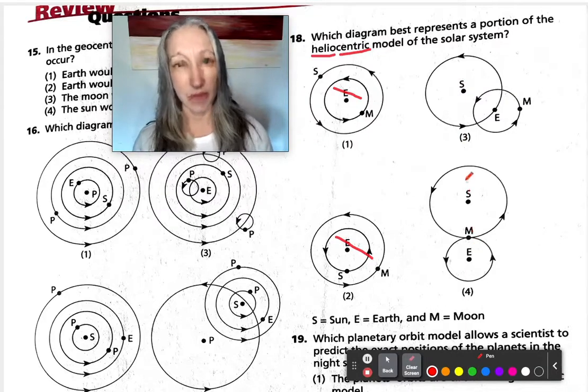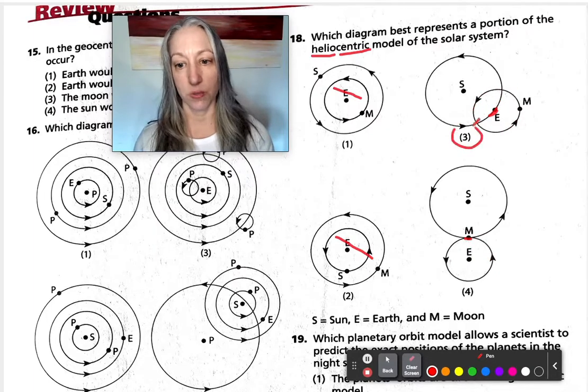And this time we're looking for the real thing. So what's actually happening? The moon is not going around the sun, right? The Earth is actually going around the sun, and then the moon is going around the Earth. And so that is why the correct answer is number 3.